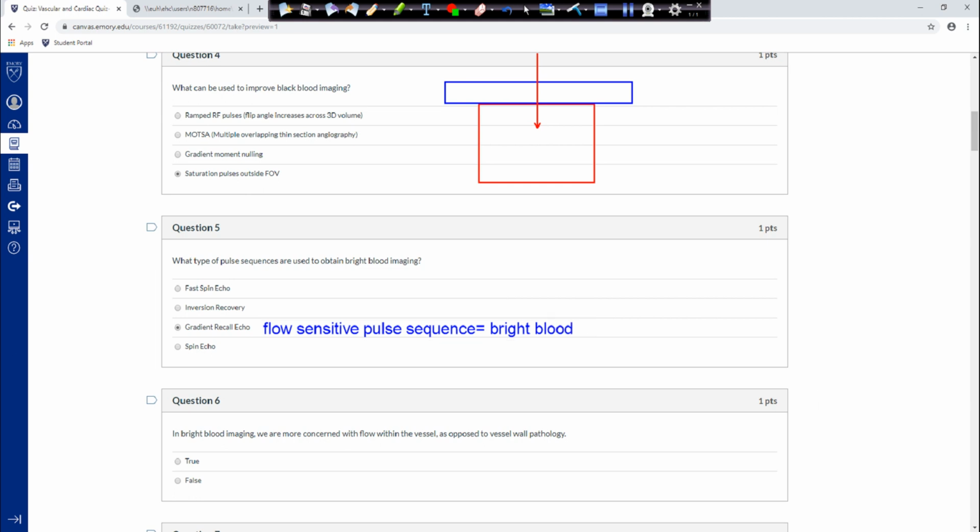All right. So then our next question, in bright blood imaging with gradient echoes, we are more concerned with the flow within the vessel as opposed to the vessel wall pathology. True. It's true. And what is that called? Hemodynamics. Good. Hemo, medical abbreviation for blood. All right. Any questions from 1 through 6?